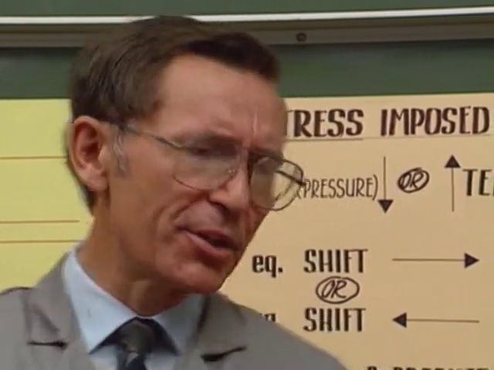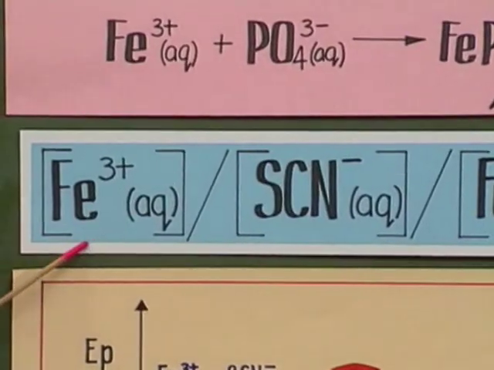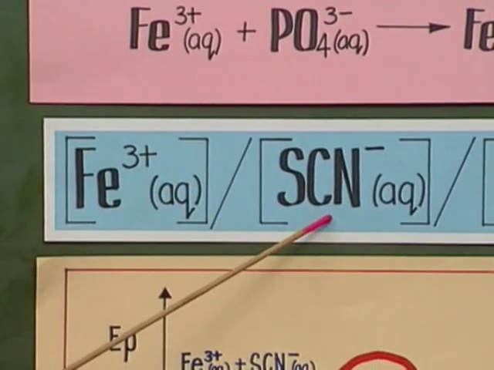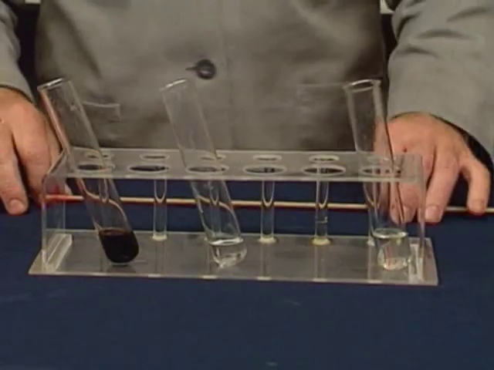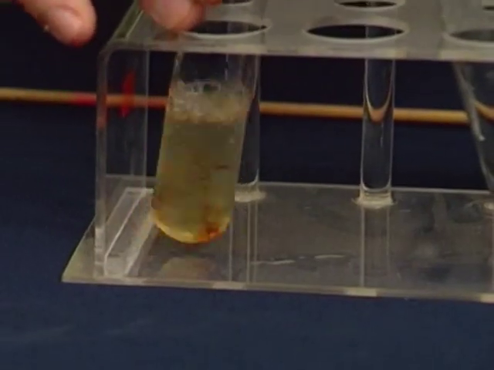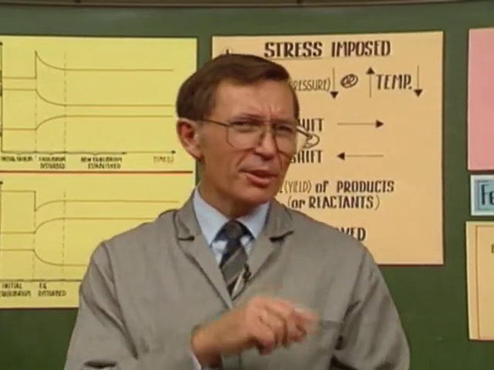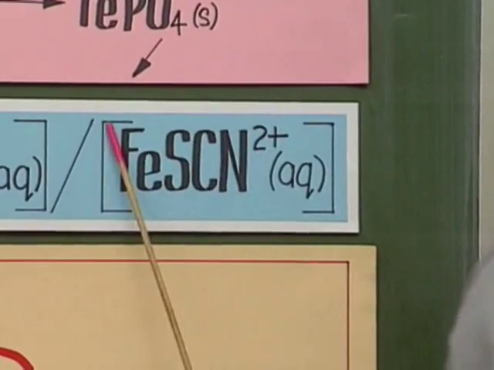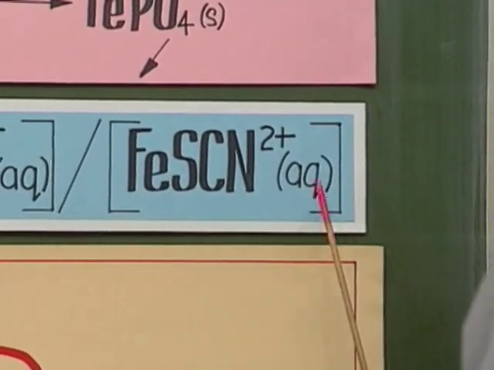We can also shift the equilibrium to the left by either reducing the concentration in mole per decimeter cubed of the iron 3 ions or of the thiocyanate ions. Let us see what happens if I add a solution of sodium phosphate to my equilibrium solution. It is clear that the equilibrium in this case was shifted far to the left, producing an extremely low concentration of the final product, iron thiocyanate, in mole per decimeter cubed at the new equilibrium.